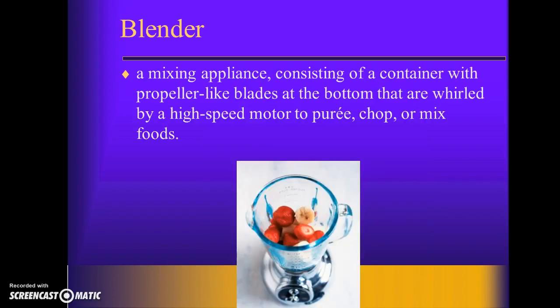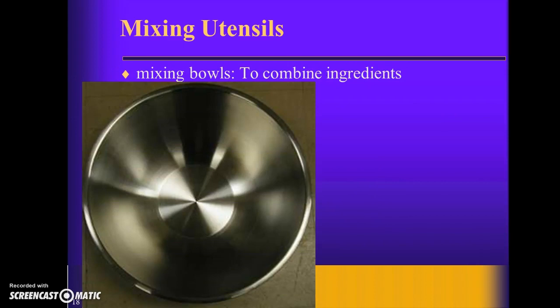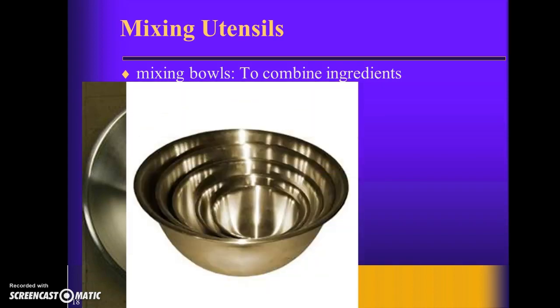Blender, a mixing appliance consisting of a container with a propeller-like blade at the bottom that are whirled by a high-speed motor to puree, chop, mix, and many of them can go well beyond that. In fact, there's a blender out there now that is supposed to be able to heat up food as well as it chops everything. So that's pretty cool. Mixing utensils, mixing bowls to combine ingredients.